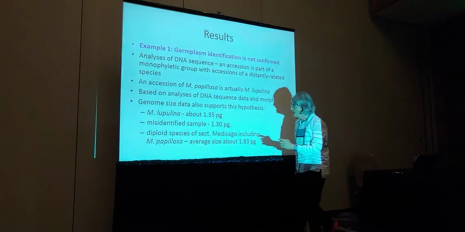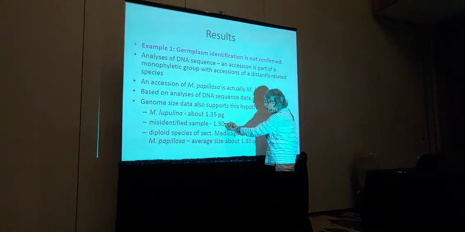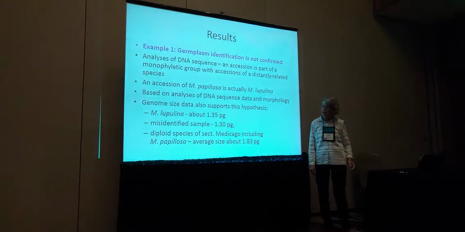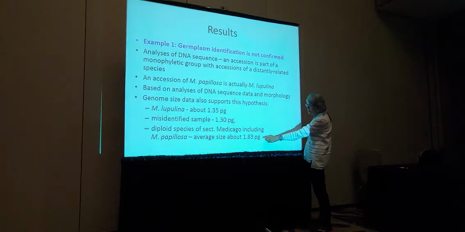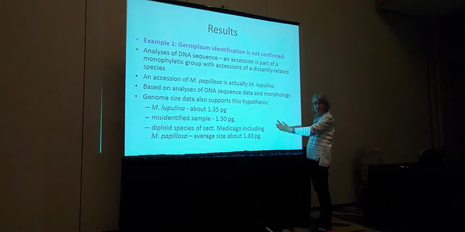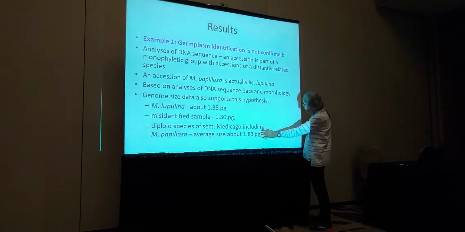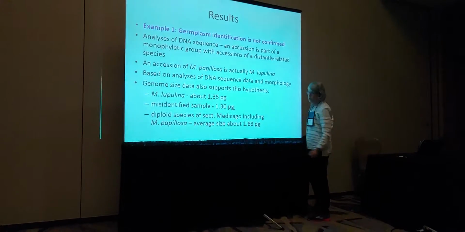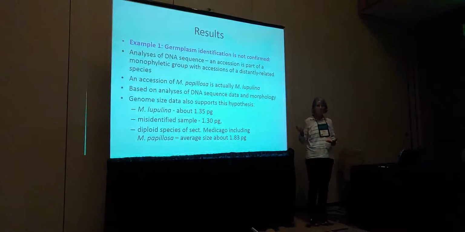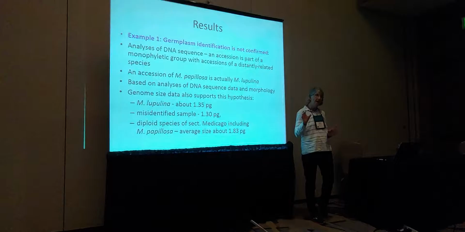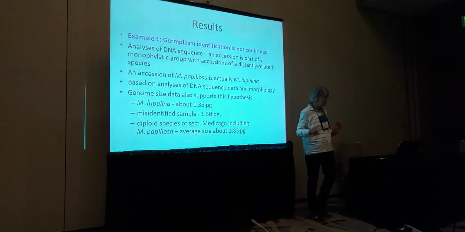Okay, but the genome size here, 1.35, 1.3 in the misidentified one, but all of the other diploids that this should be, that papilosa should be, even if it was misidentified a little bit, it would be closer to 1.83. So right away, when you see 1.3 picograms, you suspect a misidentification. And again, you can obtain those data from little seedlings.